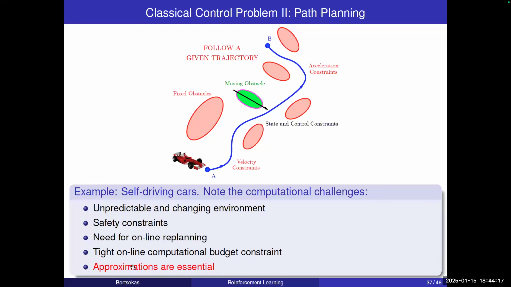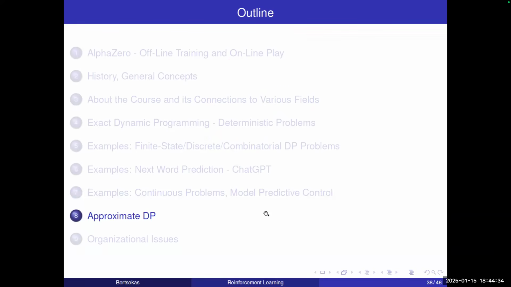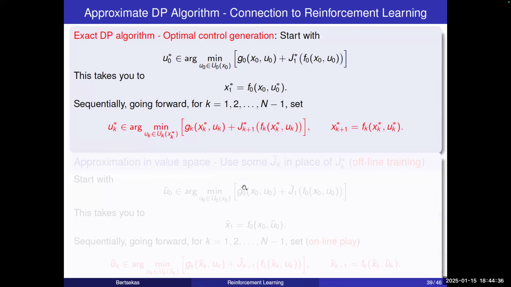Due to the limitation of computational budget, the time and complexity of the problem, approximation is essential. And in this application area, MPC type of algorithm can be quite useful. While talking about approximation, let's give a high-level overview of approximate dynamic programming algorithm, which connects to reinforcement learning algorithm.